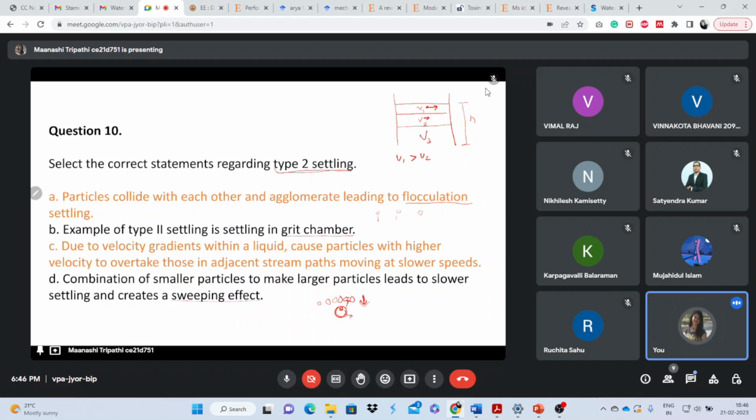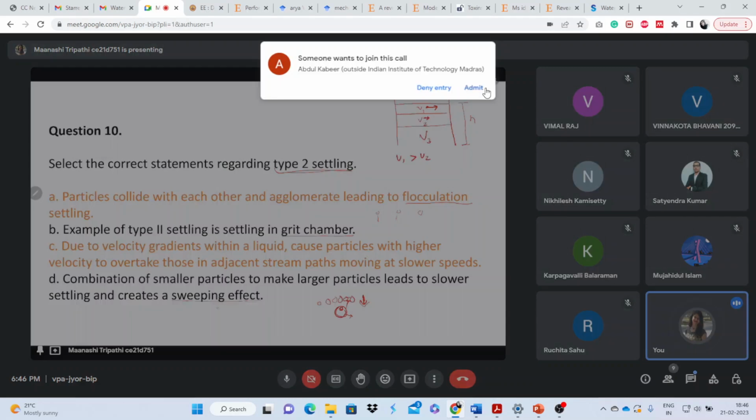So this doesn't happen in type 2 settling. Sweeping effect happens only when there are many particles. So this happens mostly in sludge, not in water. Sweeping effect happens in sludge.